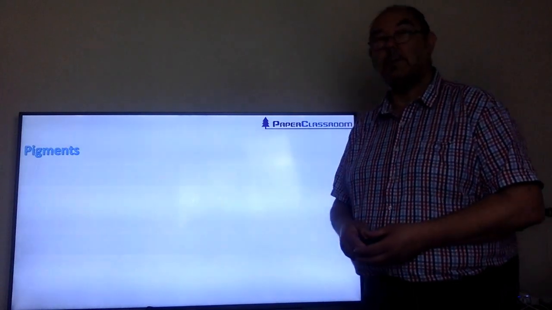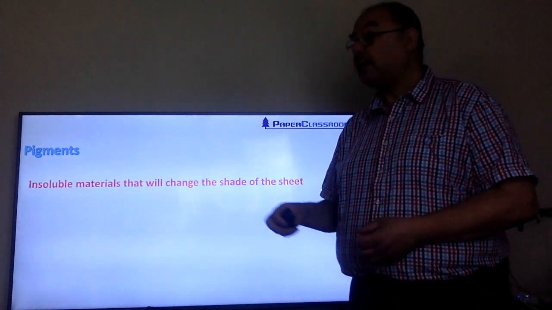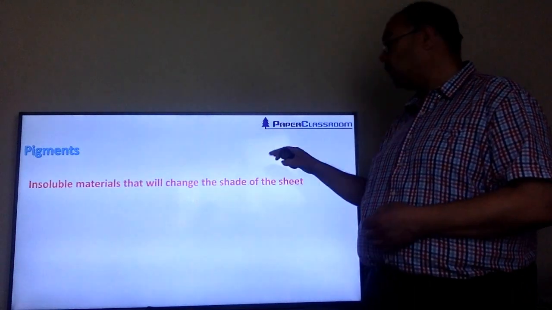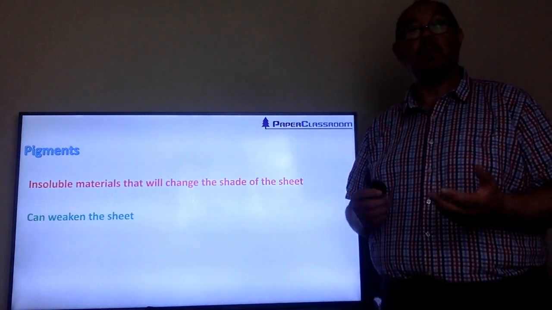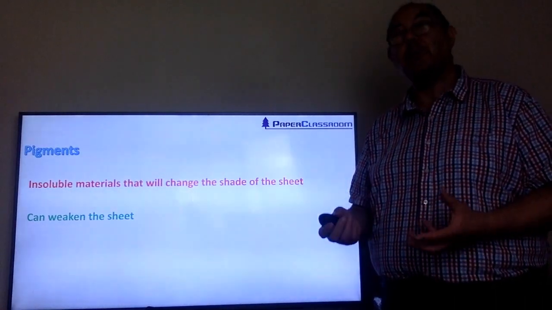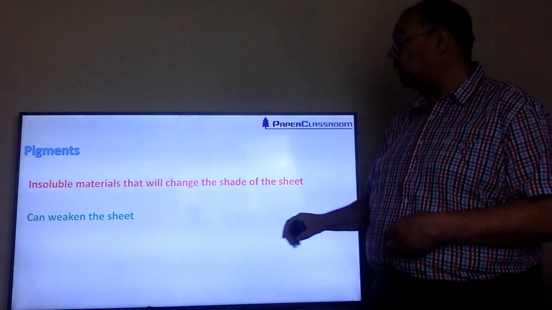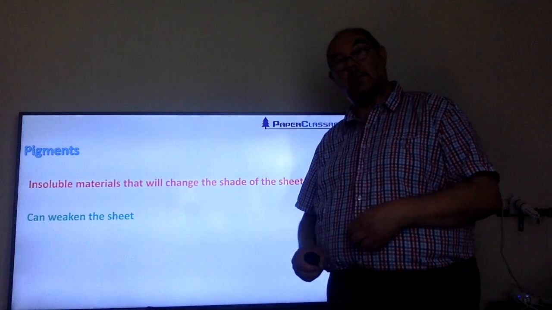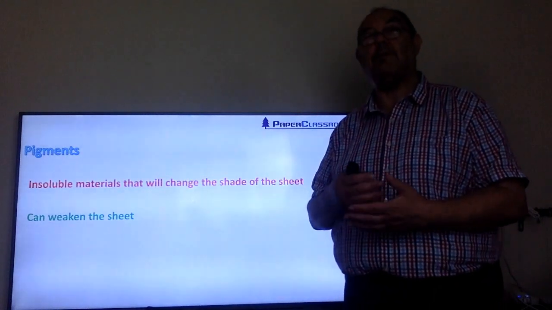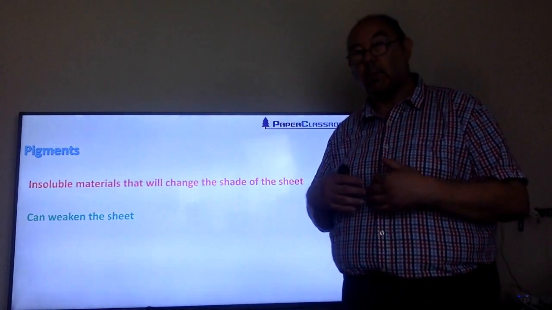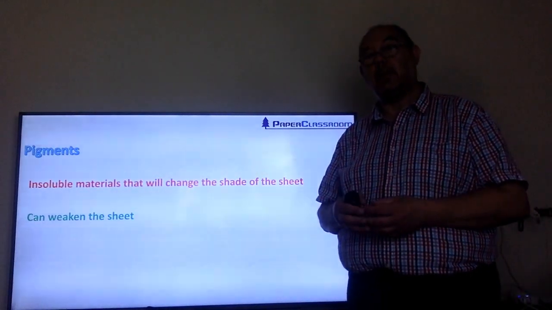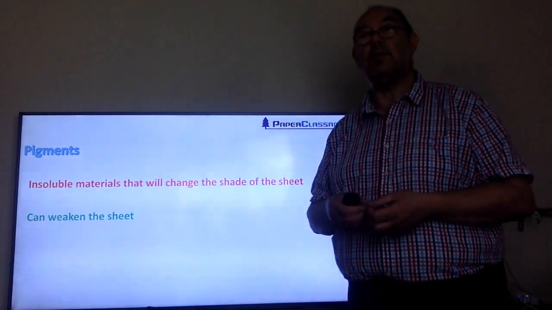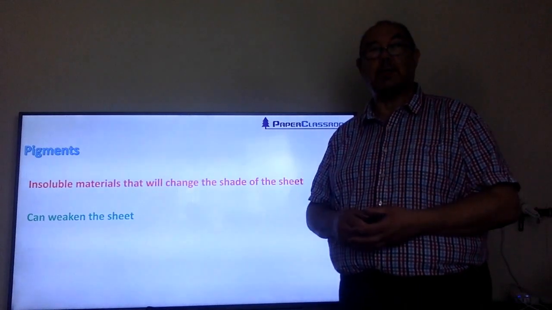So what are pigments? Pigments are insoluble materials that will change the shade of the sheet. But because pigments are insoluble, we have one problem with them, and that is they can weaken the sheet because they can interfere with fibre-fibre bonding. So the more pigment you put in to deepen the shade of the sheet, the more likely you are to weaken the sheets, reduce the tensile and the burst, etc.